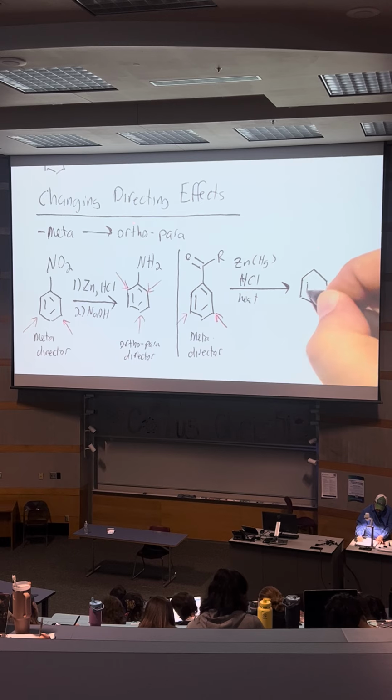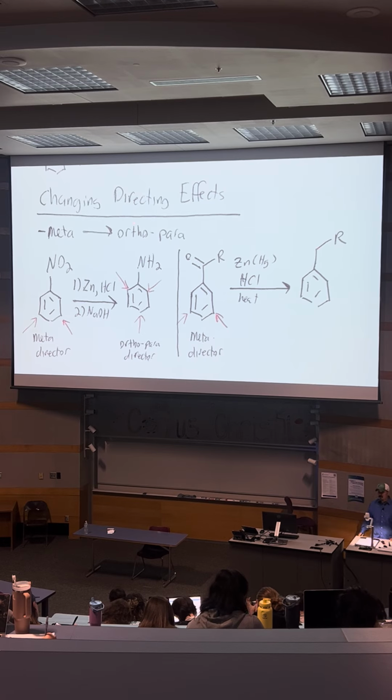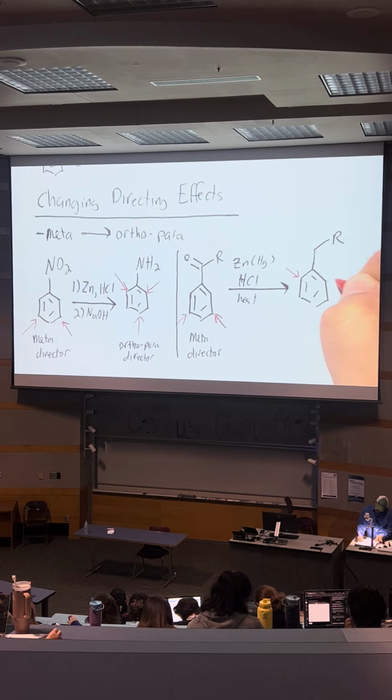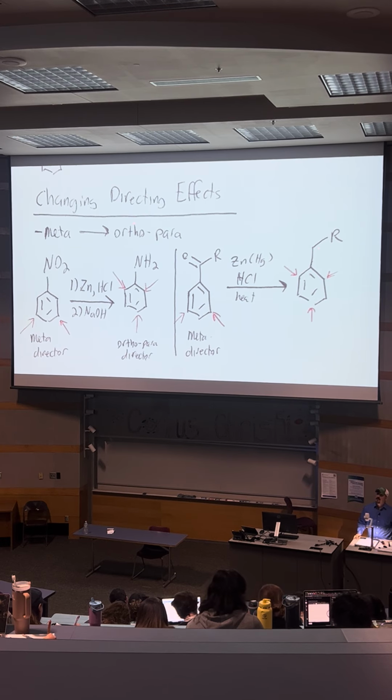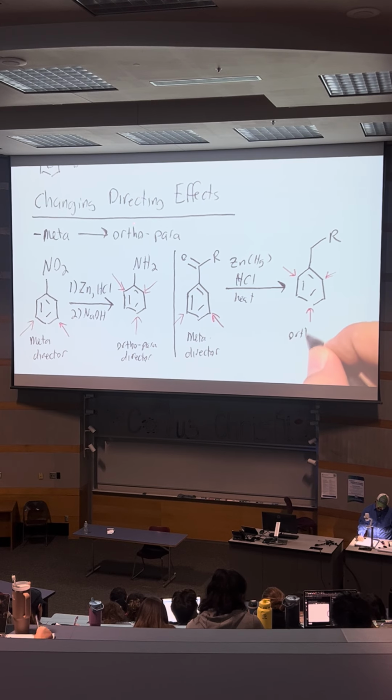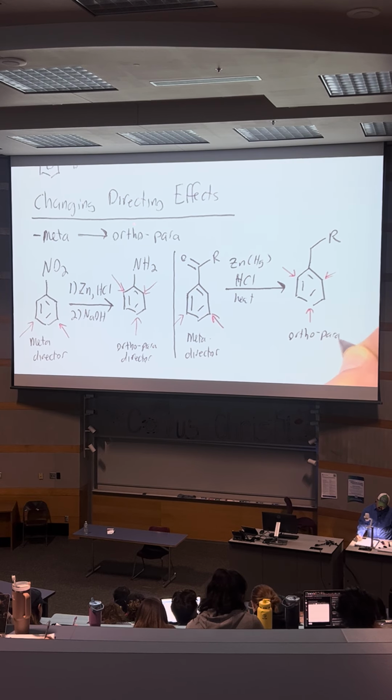What that does is it simply reduces off the carbonyl, puts hydrogen back on that carbonyl carbon to generate CH2, and now you have an alkyl-substituted aromatic ring, which, if you go back to the notes, is weakly donating because it donates inductively. And then you would have effectively converted that to an ortho-para director.